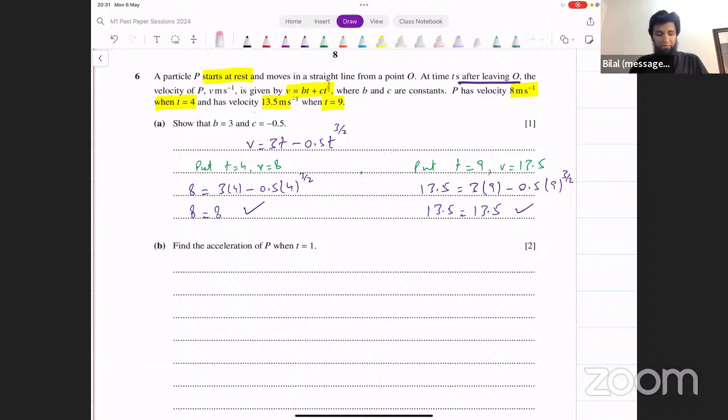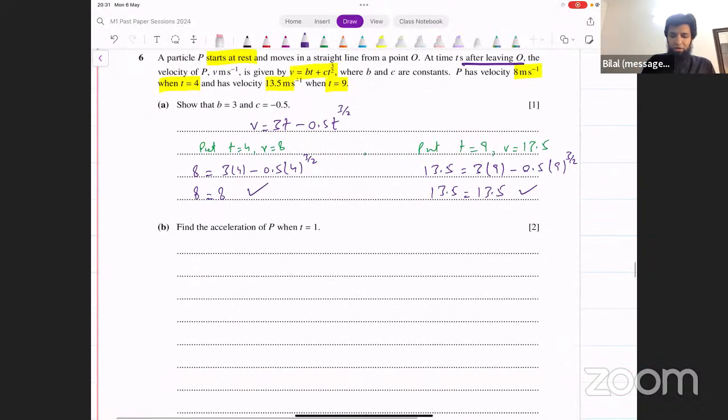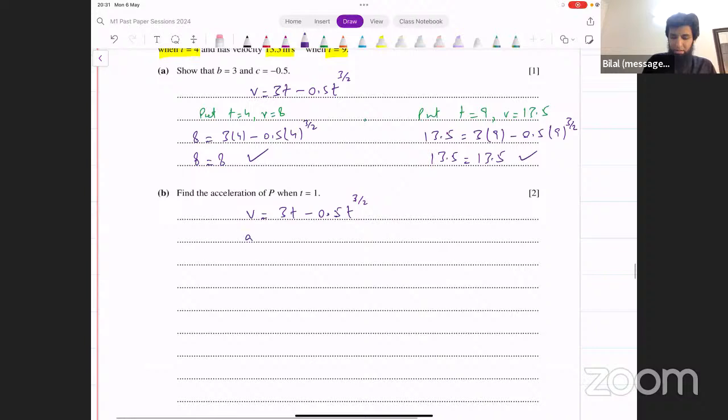Okay. Now it says, find the acceleration of P when time equals 1. How do you find acceleration? You've got the velocity function now. The velocity function is 3t minus 0.5 t raised to the power 3 over 2. That's the velocity function. How do you find acceleration from velocity? You differentiate it, right? You differentiate it. We get a equals 3 minus 0.5 into 3 over 2 t raised to the power of 1 over 2. That's the acceleration that we get.